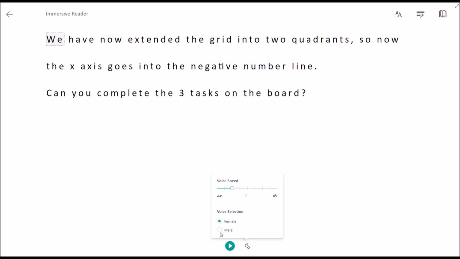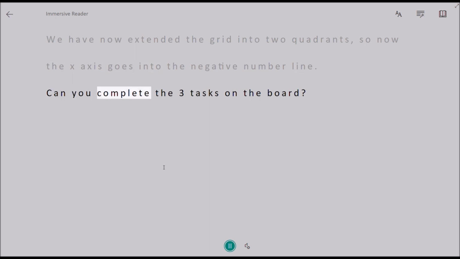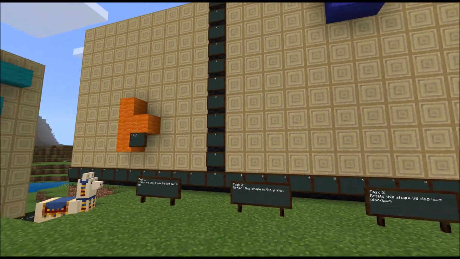I'm going to put you back on a male voice. We have now extended the grid into 2 quadrants, so now the x-axis goes into the negative number line. Can you complete the 3 tasks on the board? Maybe. So we've extended into 2 quadrants.